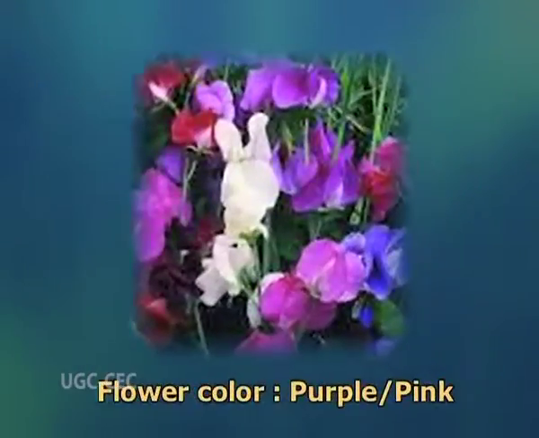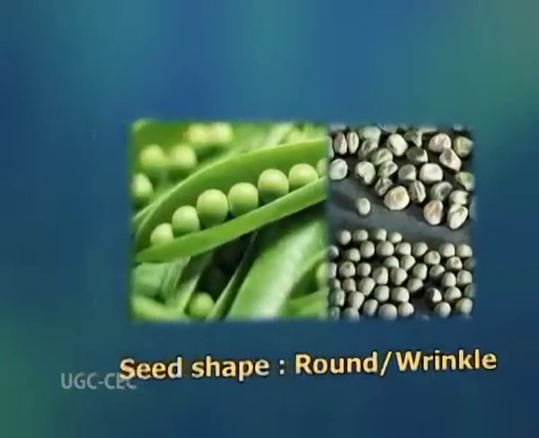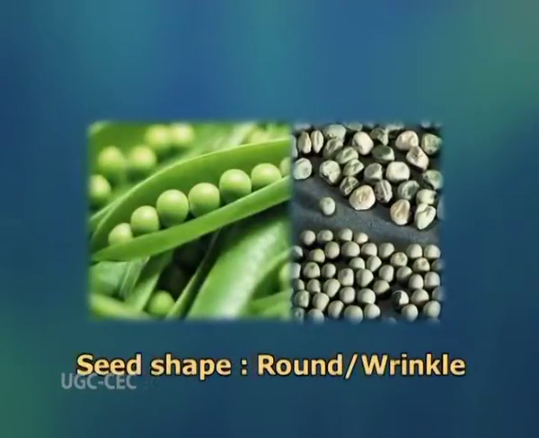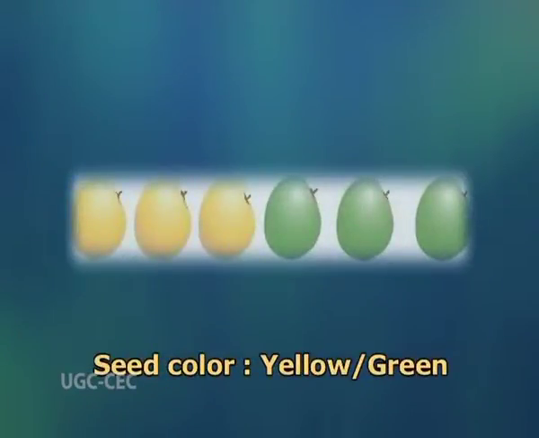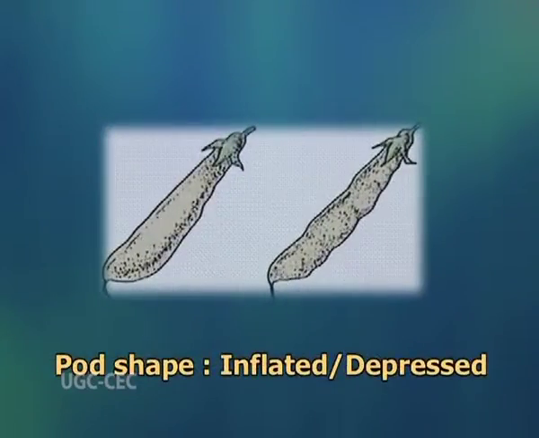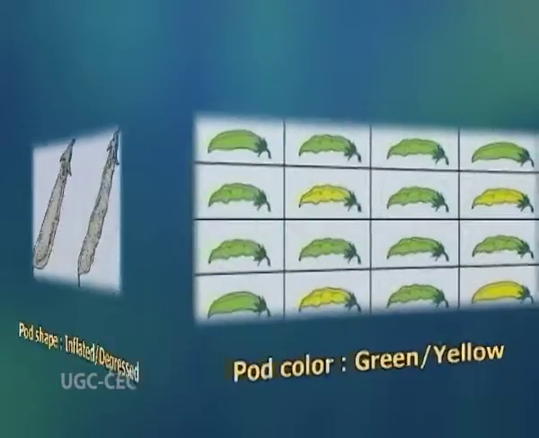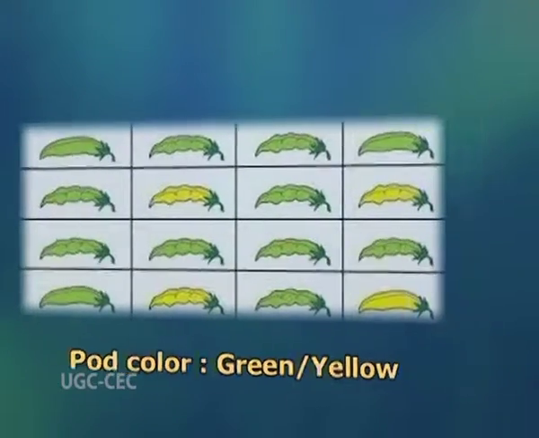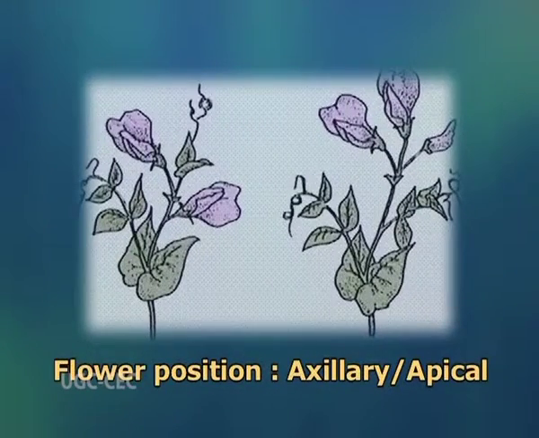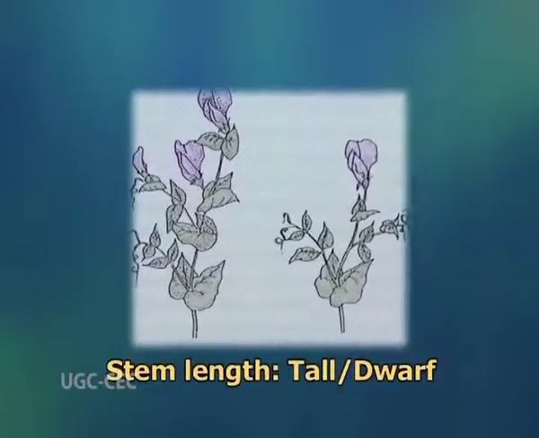The traits he observed were color of the flower, that is purple or white, shape of the seed, round or wrinkled, color of seed, yellow or green, pod shape, inflated or constricted, pod color, green or yellow, flower position, axillary or terminal, and stem length, tall or dwarf.